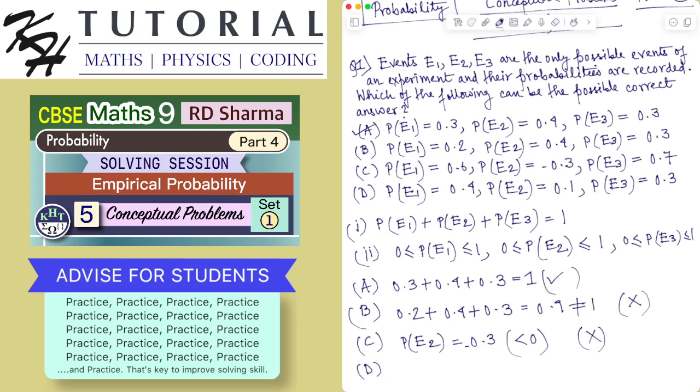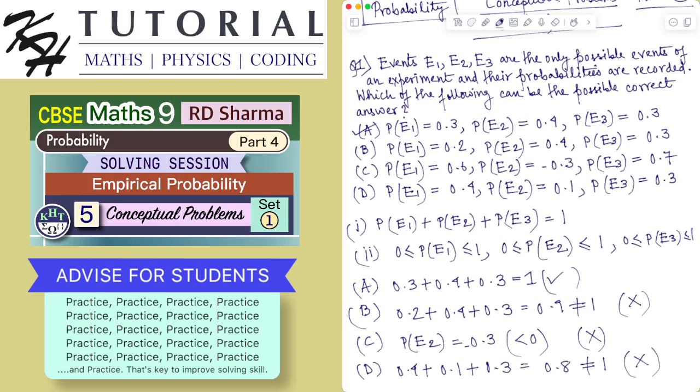Choice D: all the probabilities are greater than equal to 0 and less than equal to 1, but we can see that the sum of the probabilities 0.4 plus 0.1 plus 0.3 is coming out to be 0.8, which is not equal to 1. So this is also incorrect. So the only correct choice is A.